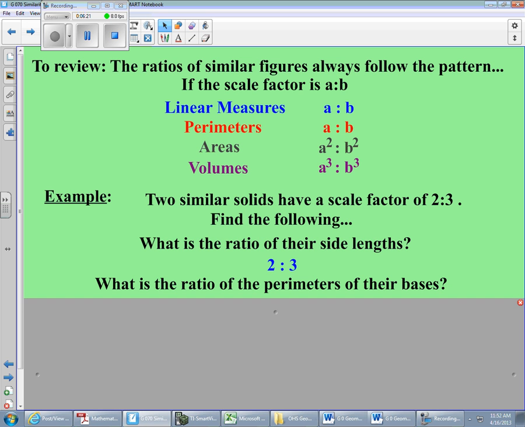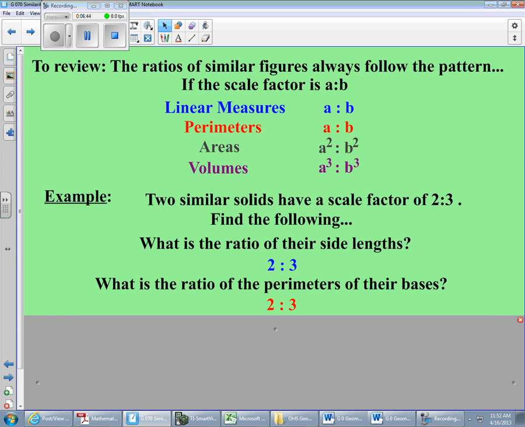What if I changed the question and said, all right, what is the ratio of the perimeters of the bases for these figures? Okay, well, what dimension is perimeter in? Yeah, it's still a first dimensional measurement. So the same ratio that applied for scale factor and also applied for side lengths is going to still apply for the ratio of their perimeters.